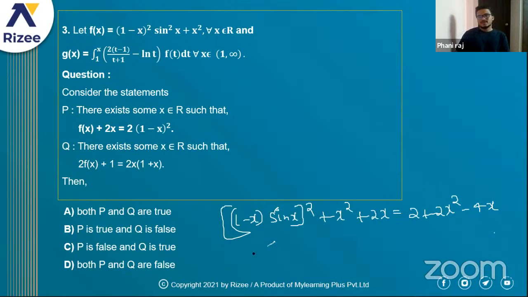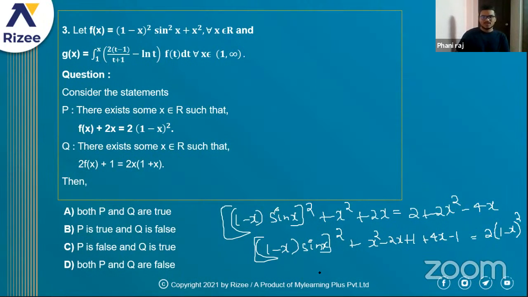So how do you get this way? So (1 minus x) into sin x plus x square minus 2x plus 1 plus 4x minus 1 equal to 2 into (1 minus x) whole square. So (1 minus x) whole square is into sine square x plus 1 minus 2 equal to 1 minus 4x. This is sine square x minus 1.